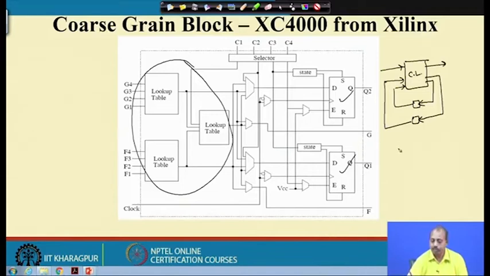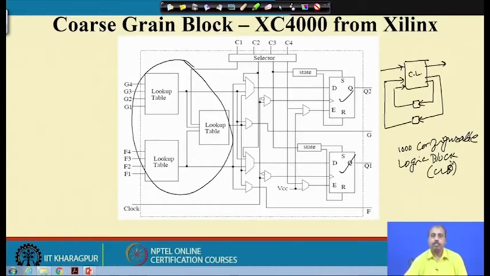So, if in your design, in this XC4000 family, there are 1000 such configurable logic blocks, they are called configurable logic block or CLB. Then these 1000 CLBs will ensure that there are a large number of flip flops in the design in the chip. Normally we can use them for realizing any complex finite state machine with a large number of states. That can be done very easily.